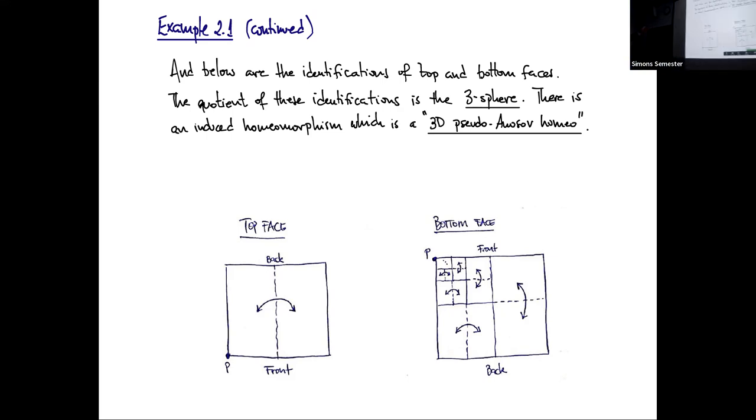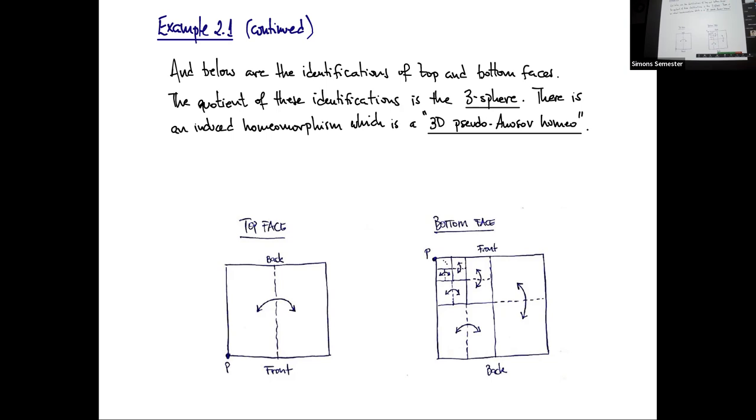Now you get a space where you get a homeomorphism. It's continuous and injective and surjective, so it's a homeomorphism of the quotient space. Now, the question is, what is the quotient space? And again, every time I ask this question, it's answered on the slide. So this space is the three sphere.